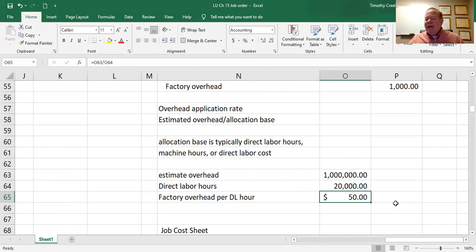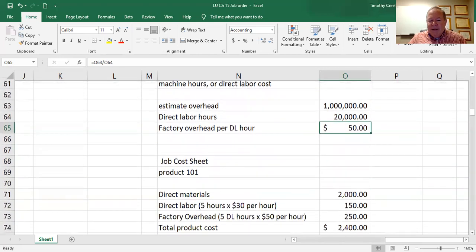So if we put 5 direct labor hours into a product, we would take 5 times 50, and we'd charge that product $250 of overhead. So typically companies do something like this to come up with a way to allocate overhead to their products. They would come up with this rate, and as the products are being made, this is how it would be applied to that product based on this rate.